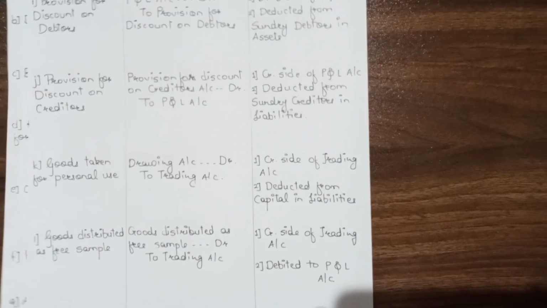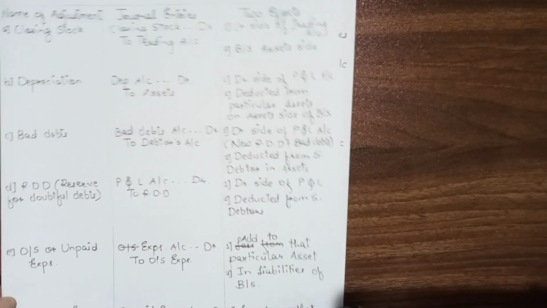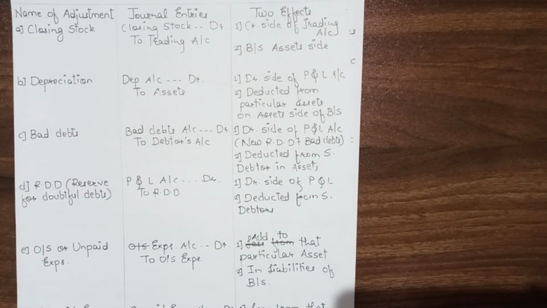So here, this is the end of our adjustments and their posting. I hope you understood all these adjustments, their journal entries and the two effects, and where they have to be posted.